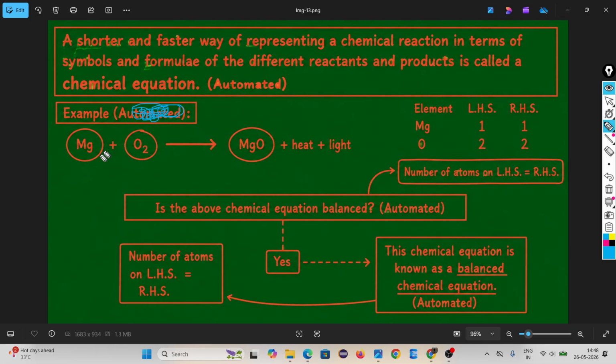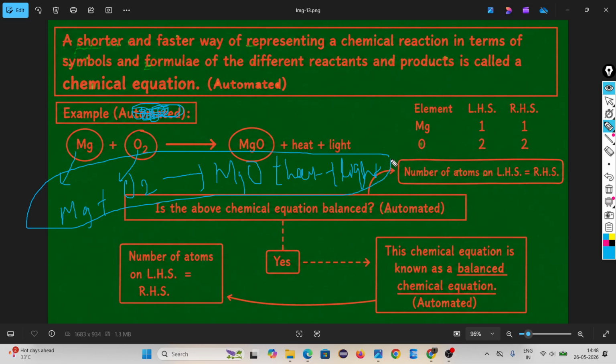Look, magnesium is burning in presence of oxygen. How do we write it? Magnesium symbol Mg, oxygen symbol O2, and it forms MgO, magnesium oxide, plus heat and light. This is nothing but a chemical equation.